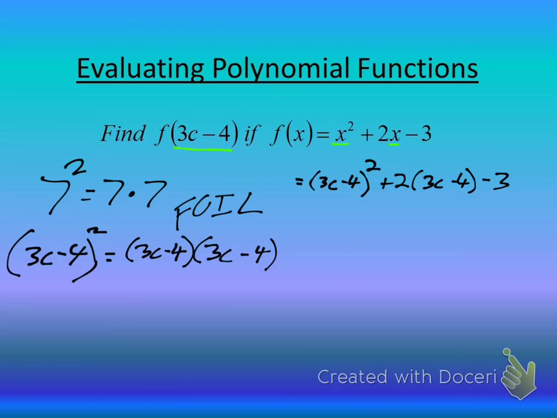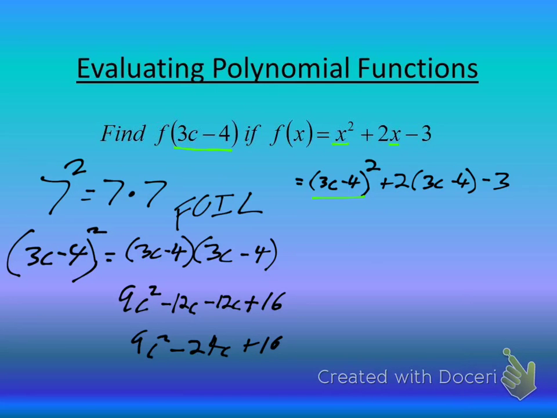2 of the 3 terms. Because 3c times 3c gives you 9c squared, just like the first time. Negative 4 times negative 4 at the end is going to give you plus 16, just like the first time. But you miss your O and your I. You miss your middle 2. So what's 3c times negative 4? Negative 12c. What's negative 4 times 3c? So 9c squared minus 24c plus 16. That's what goes up here for this.